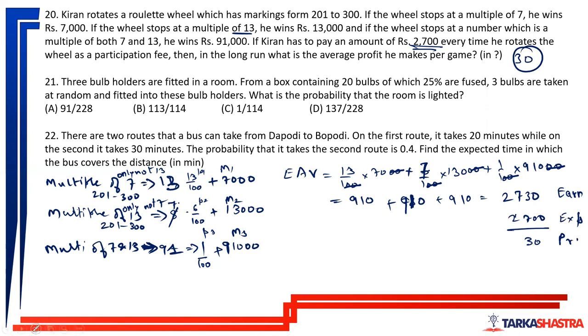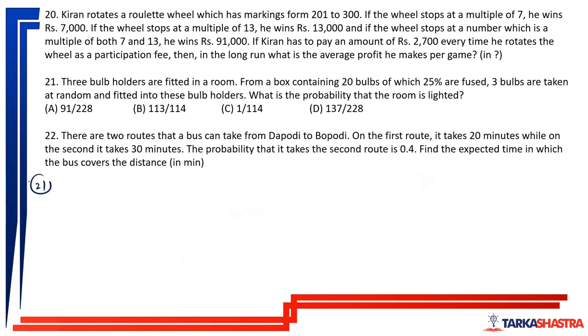Okay, moving forward to the 21st question. 3 bulb holders are fitted in a row. From a box containing 20 bulbs, of which 25% are fused. So 20 bulbs are there, of which 15 are good and fused are 25%, meaning 5 are fused. 3 bulbs are taken at random and fitted into these holders. What is the probability that the room is lighted?